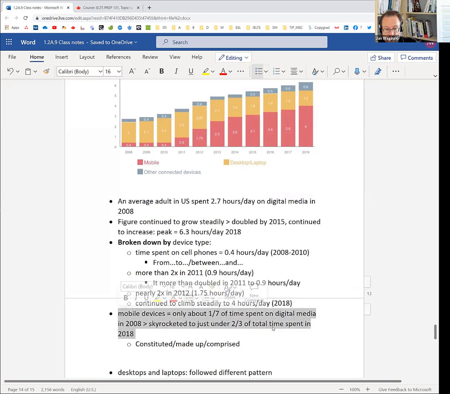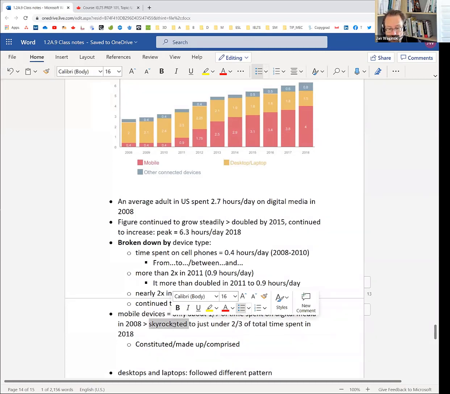Okay, one more time for this one. So mobile devices constituted only about 1/7 of the time spent on digital media in 2008, which skyrocketed to just under 2/3 of total time spent in 2018. Very nice. Just don't use passive voice. Don't say which was skyrocketed, just which skyrocketed. Or like we practiced earlier, skyrocketing to just under 2/3.